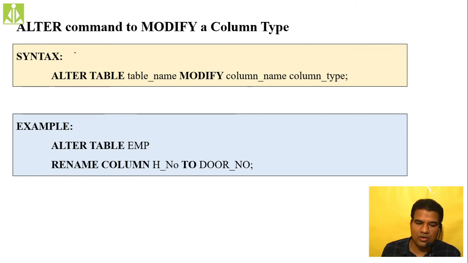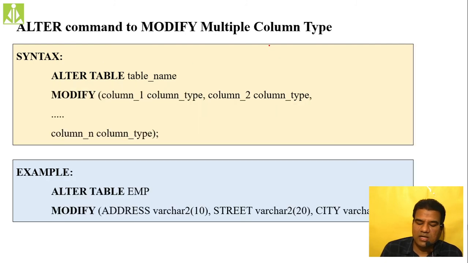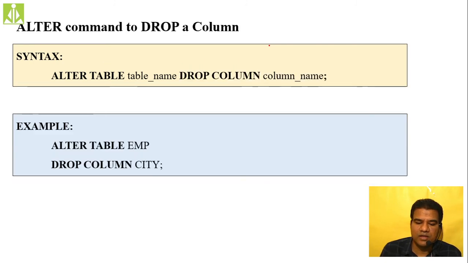You have to do ALTER TABLE, give the table name, then MODIFY, this keyword you have to use, then column name, column type, column name, column type. Like this you can modify. See here, house number I have taken as varchar2 column type. Many mistakes are coming in this way.